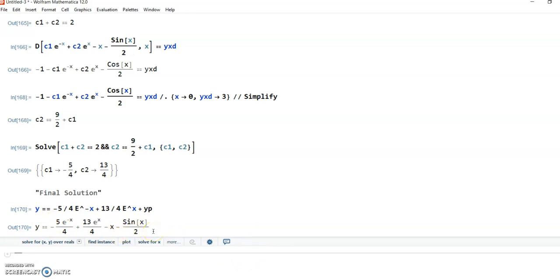Okay, so in this way we have used the method of undetermined coefficients to find the solution of an initial value problem.